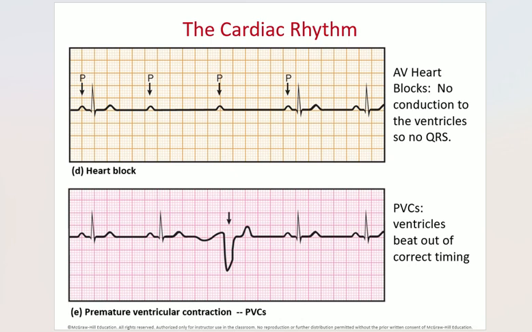So here we have AV heart blocks. So there's no conduction to the ventricles, so you don't see any QRS. So right here, there are only P waves, no QRS. Here we see the P wave, QRS, and our T wave. So here we're back to normal.